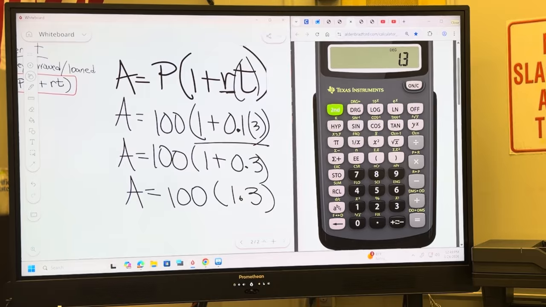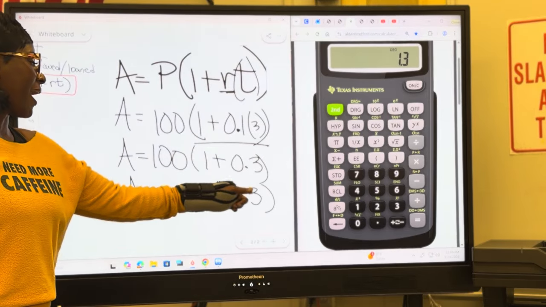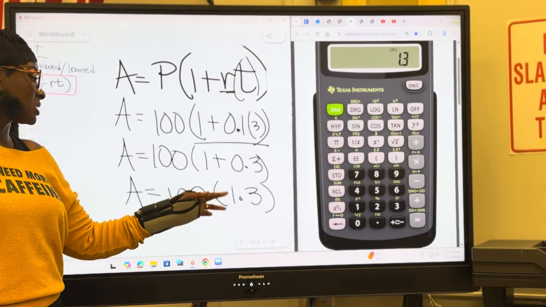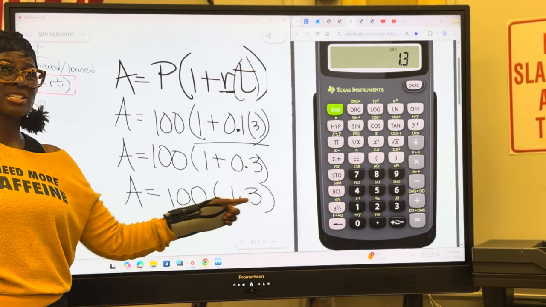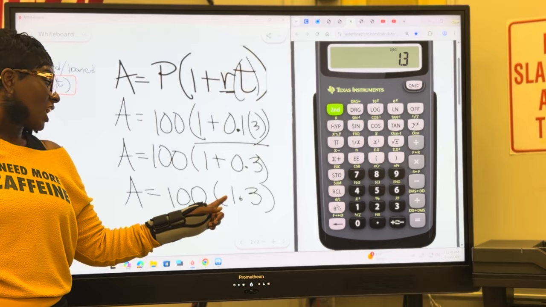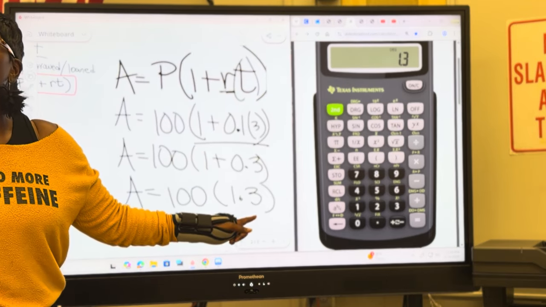Is everybody with me? Any questions? So now, let me ask you something. Based on this growth factor, is his money going to grow or decay? Grow. Why is the amount growing? Because this is a number that is bigger than 1.